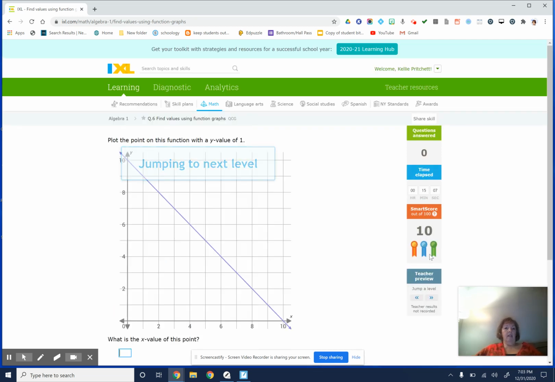All right, let's jump to the next level. Plot the point on this function with a y value of 1. So if my y value is 1, I'm going to go on my y-axis until I get to the 1, and then I go across until I hit my function that's graphed. I'm going to plot that point, and then they're asking me to tell them what the x value is. So I go from my point I just plotted straight down to the x-axis, and I see it's in between 8 and 10, which would give me 9 for my x value.